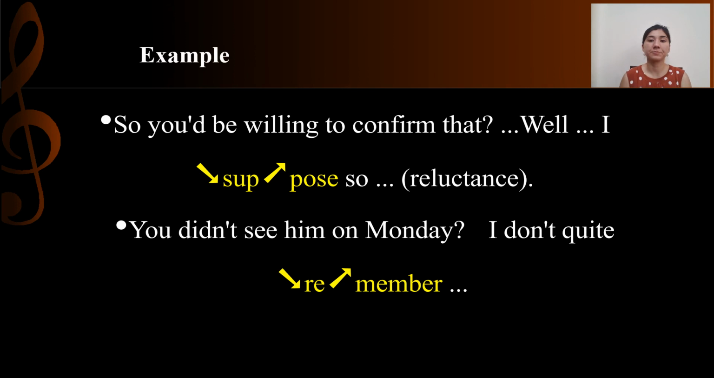Let's see some examples. Okay, when there is reluctance. So you would be willing to confirm that? Well, I suppose so. You see, the word starts in a falling tone and goes to the rising tone. Suppose that you didn't see him on Monday. I don't quite remember. You see, again, it starts in a falling tone and goes on to the rising tone.